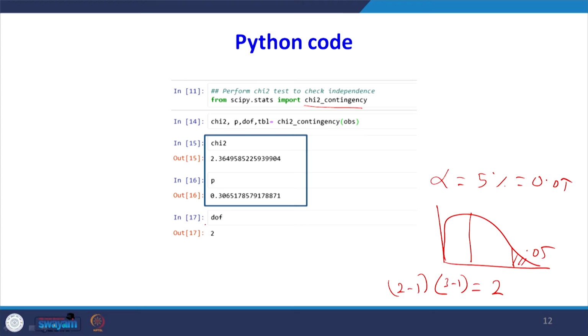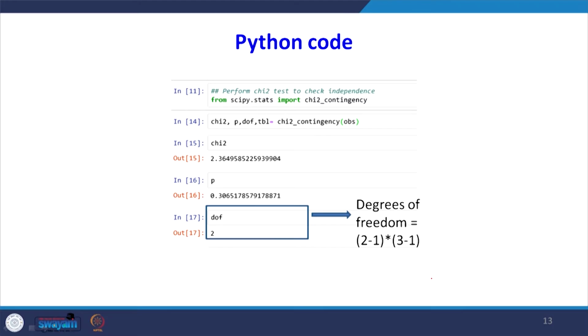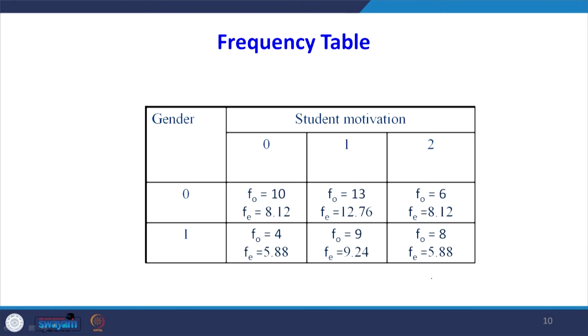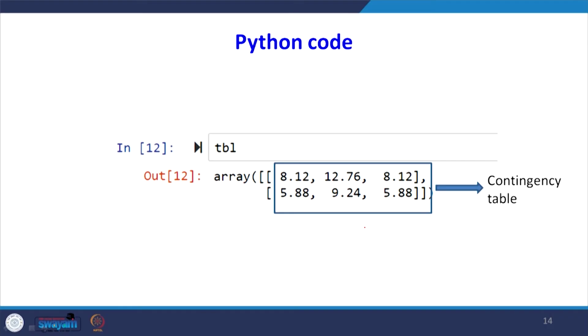Then you can get the degrees of freedom value also. As I told you, the degrees of freedom is number of rows minus 1, which is 2 minus 1, times columns minus 1. There are 3 columns, 3 minus 1 is 2. That is the degrees of freedom value, 2. Then this is the table where you can get the expected frequency. When you type tbl, you get the expected frequency: 8.12, 12.76, 8.12. The values we got manually, we can get directly with the help of Python.